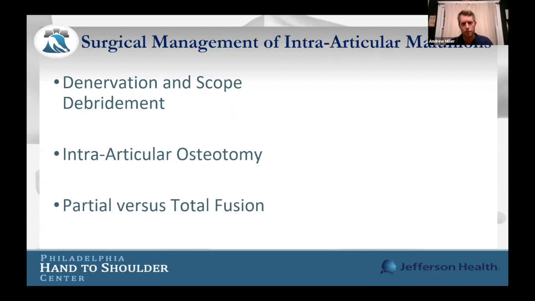So surgical management of these comes in a lot of shapes and forms. In addition to non-operative management, which I agree with Dr. Gill, I think you have to have a good conversation about these. The ones, at least in my hands, that I consider for surgical treatment are denervations and scope debridements, intra-articular osteotomies, and then partial versus total fusions.